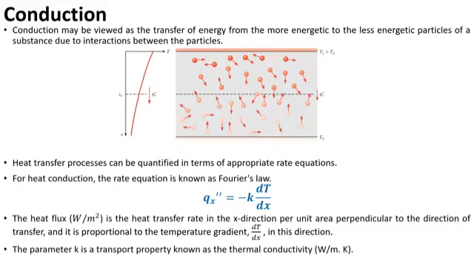So, in this video, we have learned that conduction occurs due to the transfer of energy from the more energetic particle to the less energetic particle of a substance due to interaction between these particles. Consider we have a gas confined in a block as shown in this figure. The upper side of the block is at a temperature T1 and the lower side of the block is at a temperature T2. Assume that T1 is greater than T2. The upper side of the block has higher temperature than the lower side of the block.